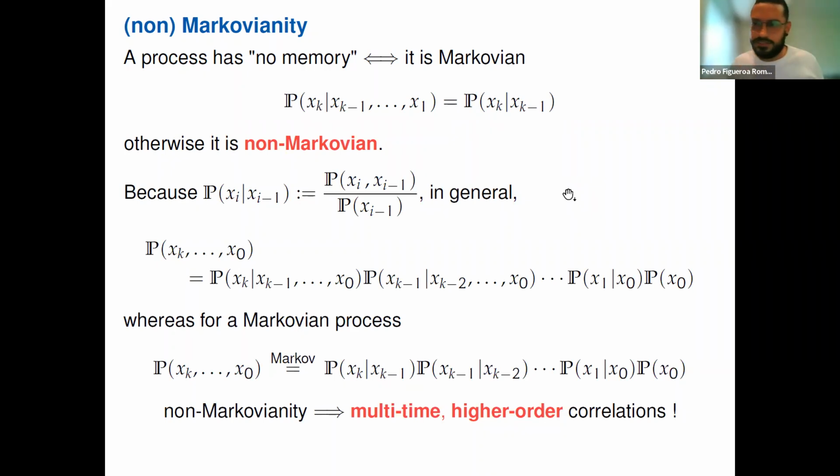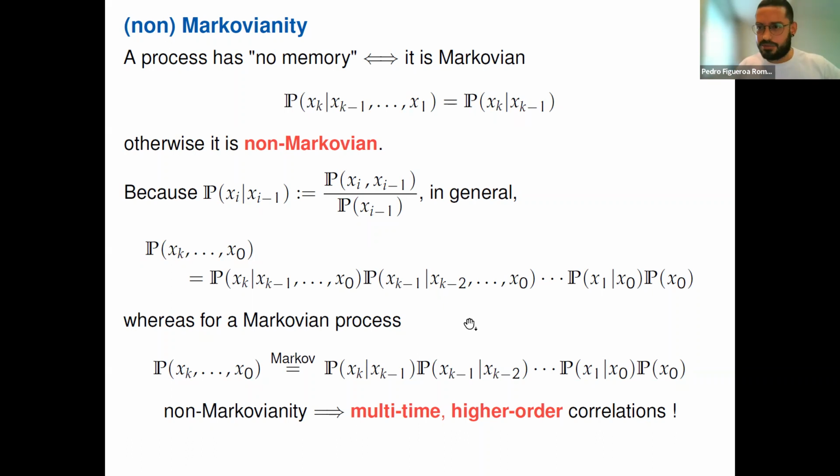Now, just also to give you an idea of why Markovian things are much easier than non-Markovian ones, well, you can consider the definition of conditional probabilities in terms of joint probabilities. And then you can see that, if you consider a k-point joint probability and put the Markov condition in there, then k-point joint probabilities will only depend on 2-point probabilities. Okay, so you only need 2-point correlations to describe joint probabilities of arbitrary number of steps. Whereas in the non-Markovian case, you really need all of the k-point correlations.